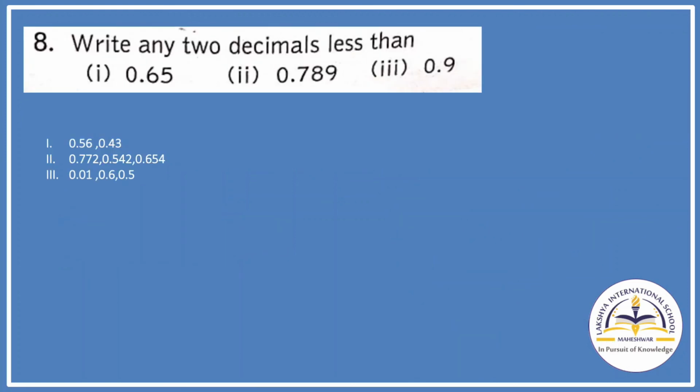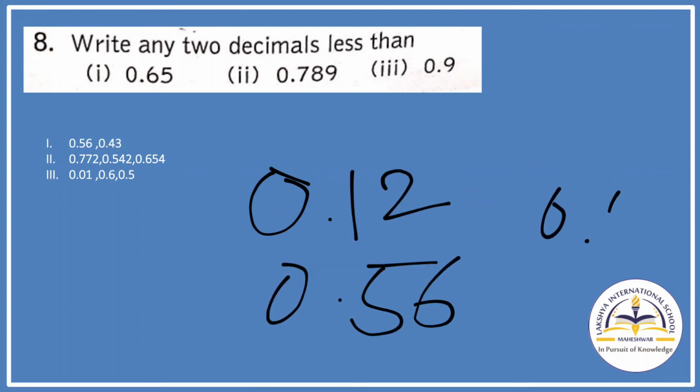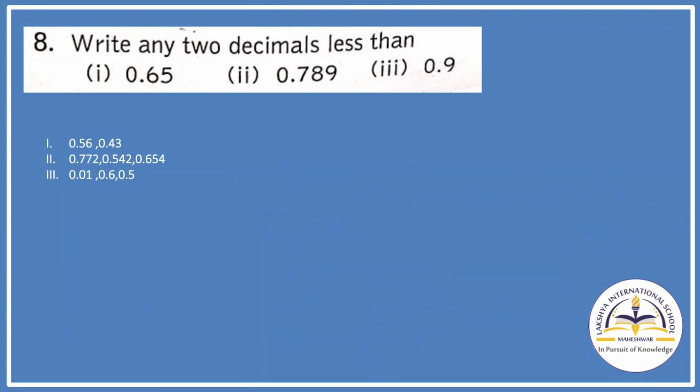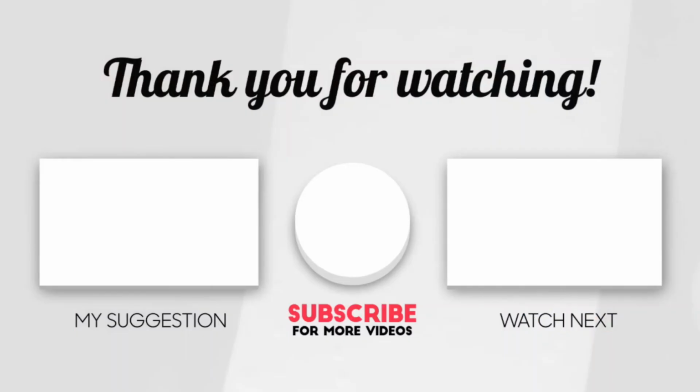Now question number 8, write any two decimals less than 0.65. Less than 0.65, you can write any decimal, suppose 0.12, 0.56, 0.43. Any decimal less than this given number. Here we have completed exercise number 7.3 and 7.4. Now in the next video, all exercise 7.5 and 7.6.